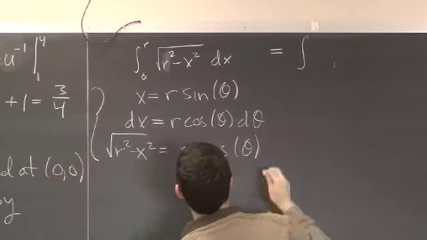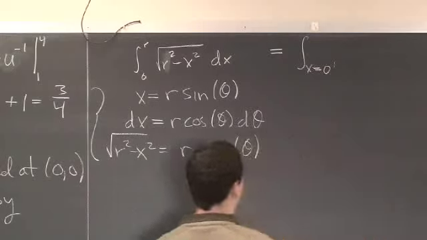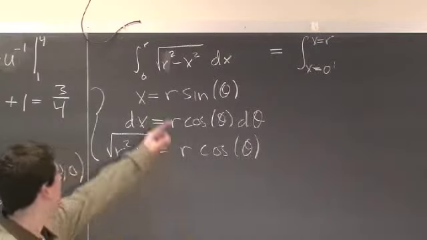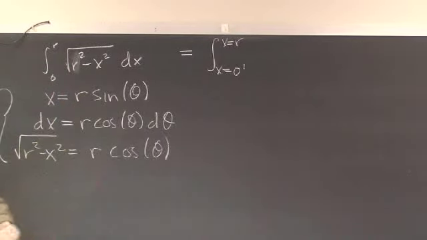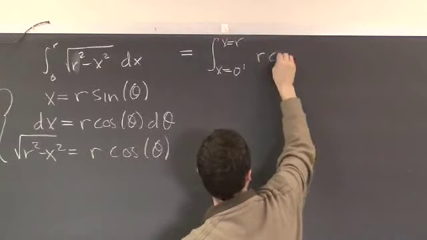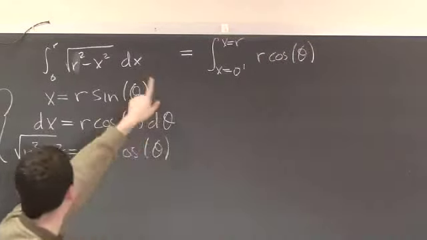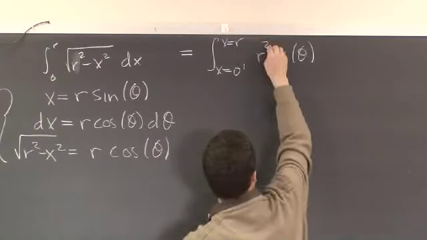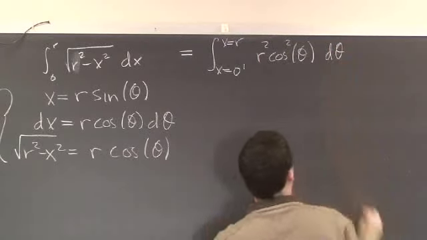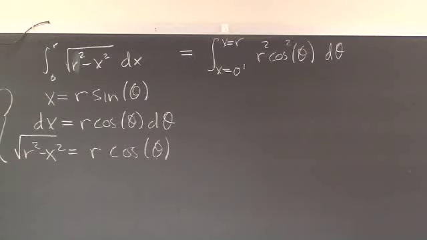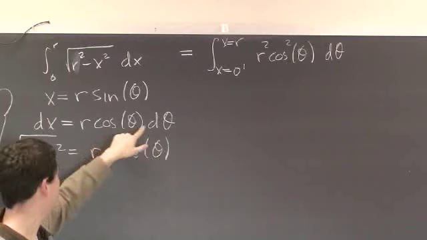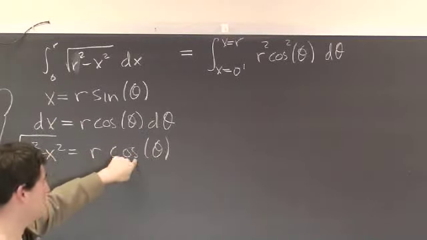Now, let's add in here that we weren't just looking at 0 to r, it's really x equals 0 to x equals r. Okay, and let's see what happens. The square root of r squared minus x squared became r cosine of theta. And then dx became r cosine of theta d theta. So I just have to square these things and add the d theta. So this bit was r cosine theta, and the dx is r cosine theta d theta, so you have r squared cosine squared d theta.